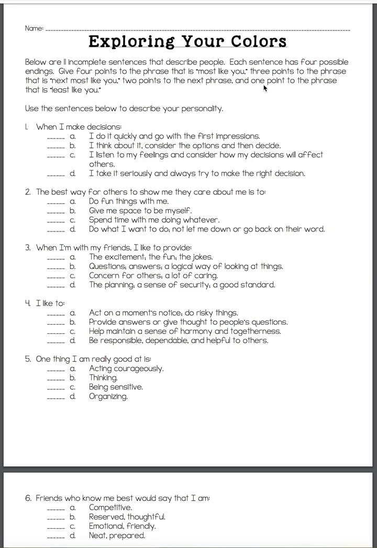Number 2, the best way for others to show me they care about me is to A, do fun things with me. B, give me space to be myself. C, spend time with me doing whatever. D, do what I want to do, not let me down or go back on their word.